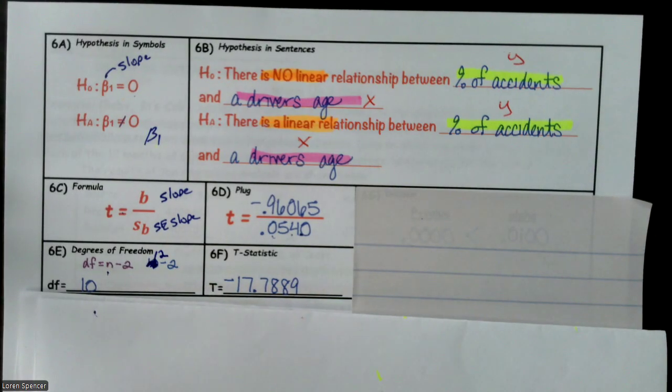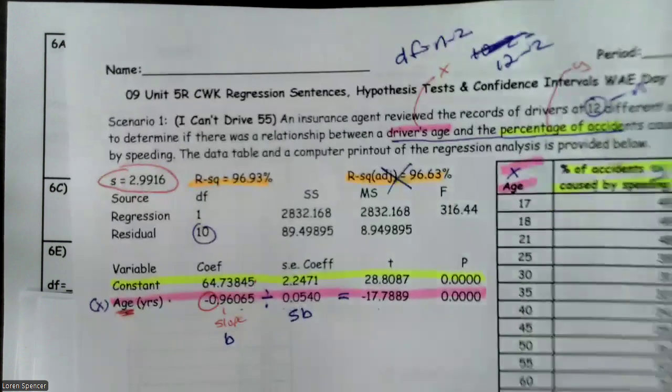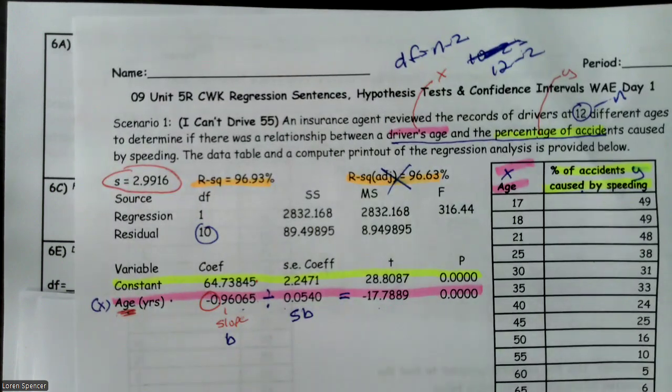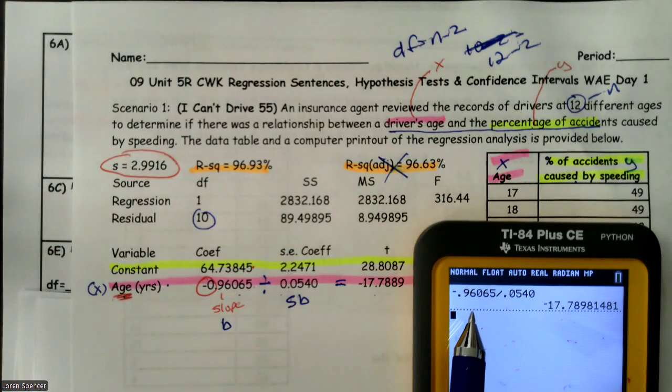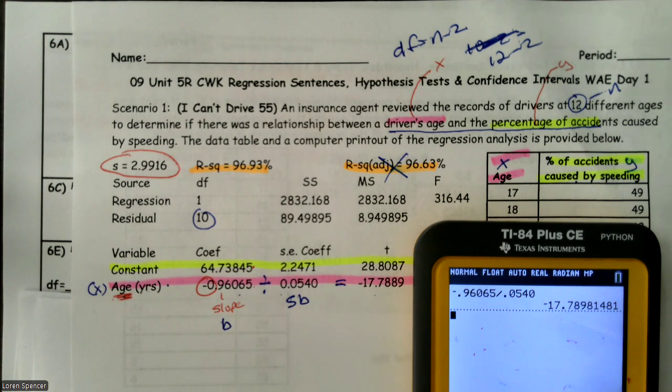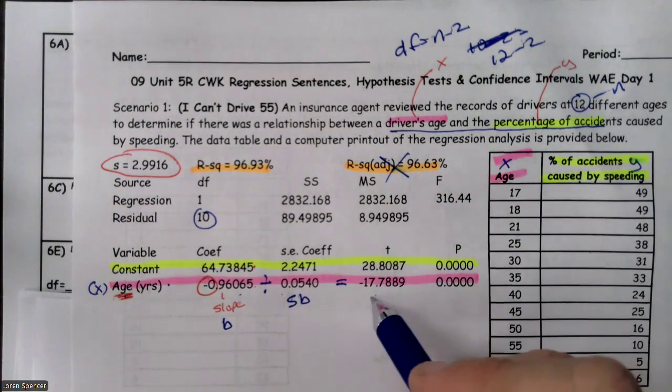That T statistic, we just calculated it on the calculator, but we can also pull it right off the sheet, because when we plugged in 0.96065, that's our slope, divided by our SB, the standard error of the slope, we got our T statistic. So here it is.